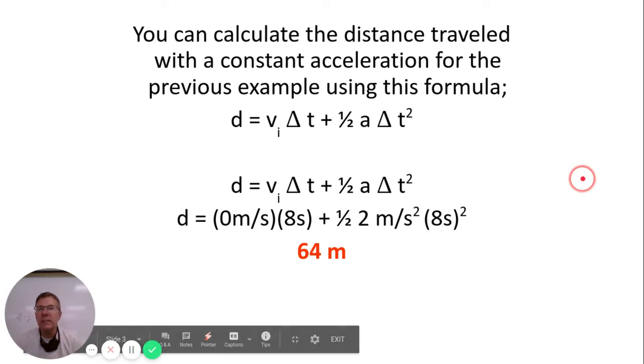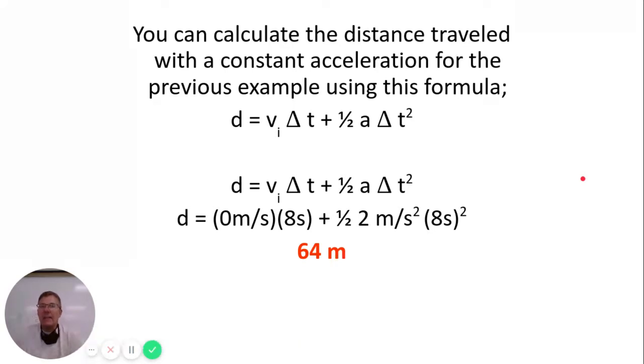All right, you can calculate the distance traveled with a constant acceleration for the previous example using this formula. Now, I call this formula the distance formula. All right, distance equals initial velocity, that's VI, times the time, plus 1/2 acceleration times time squared.